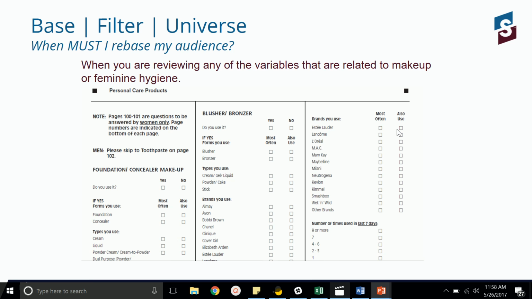Next, we always want to rebase our audience when we're reviewing any variables related to makeup or feminine hygiene products. This is because these questions are only asked of female respondents, so you want to make sure that your base would be females only.